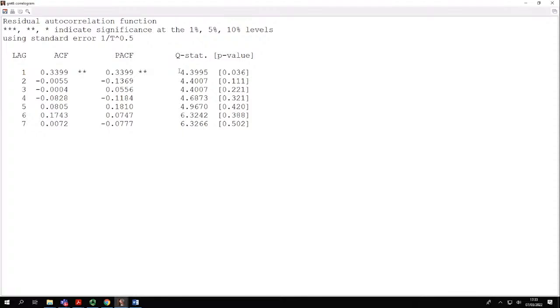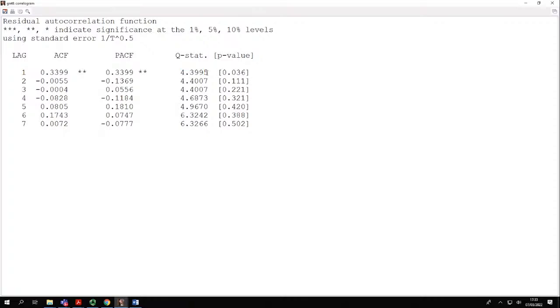The null is no correlation, zero correlation. So under the null of zero correlation, the probability that the Q statistic is larger than 4.399 is 0.03. It is close to 4%, which is less than the 5% we fix in our mind. So in this case, we reject the null hypothesis of absence of correlation. So we have some correlation at lag 1.